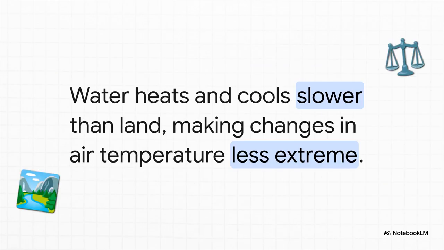And finally, N is for near water. Big bodies of water, like oceans or the Great Lakes, heat up and cool down way slower than land does. This has a moderating effect, making coastal areas have milder climates. Not too hot, not too cold.